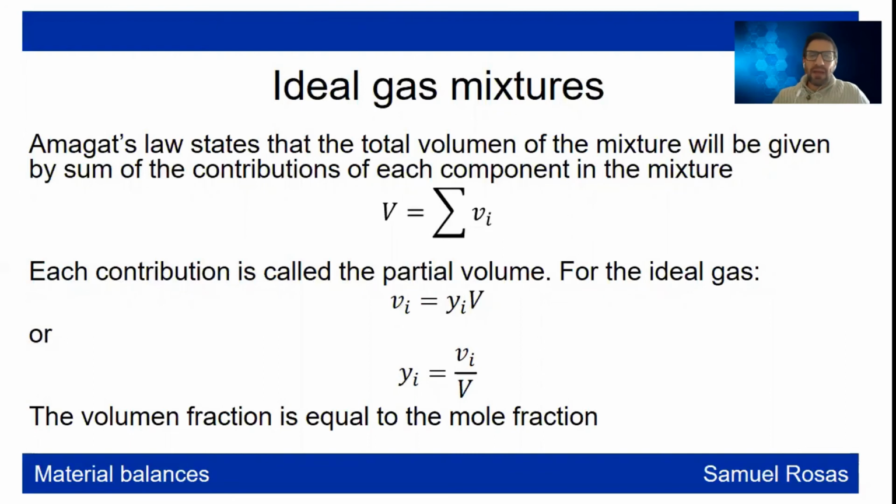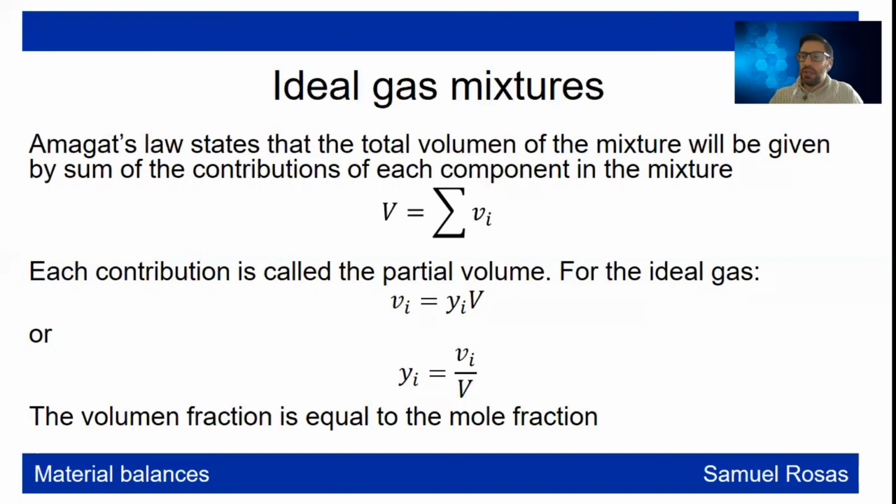And Amagat's law states something very similar, that the total volume of the mixture is given by the sum of the contribution of each component of the mixture, which means that each component will have its own volume, which is the partial volume, and the sum of all the partial volumes will yield the complete volume. This is for an ideal gas mixture.